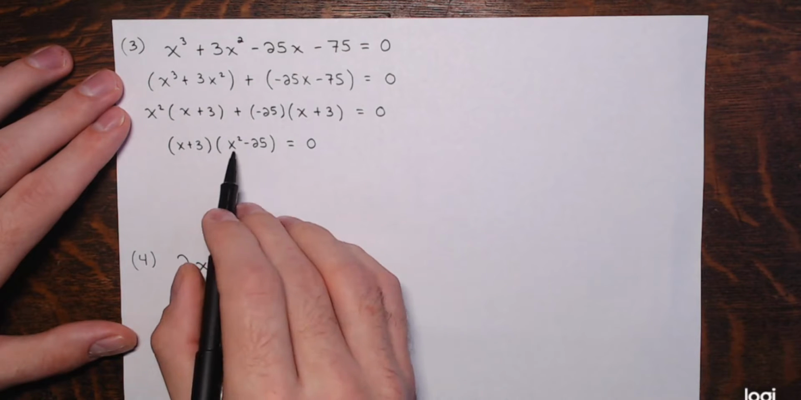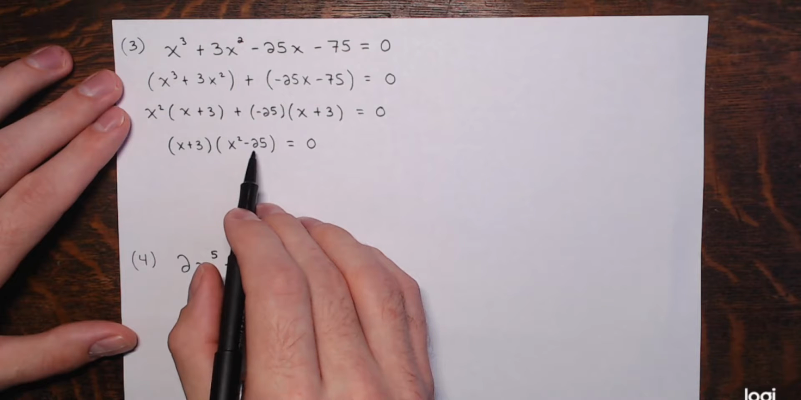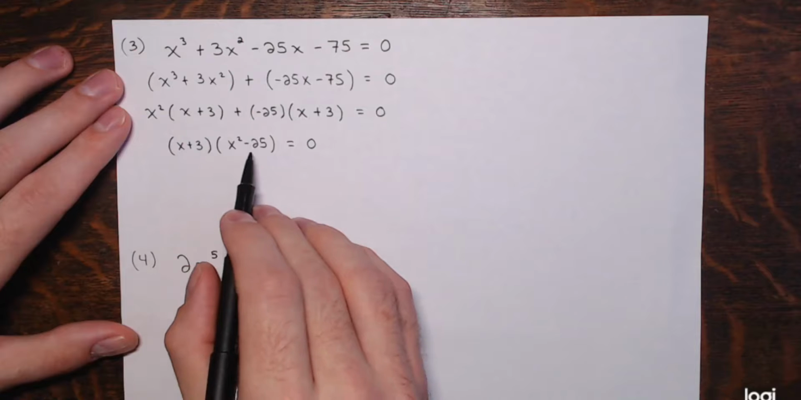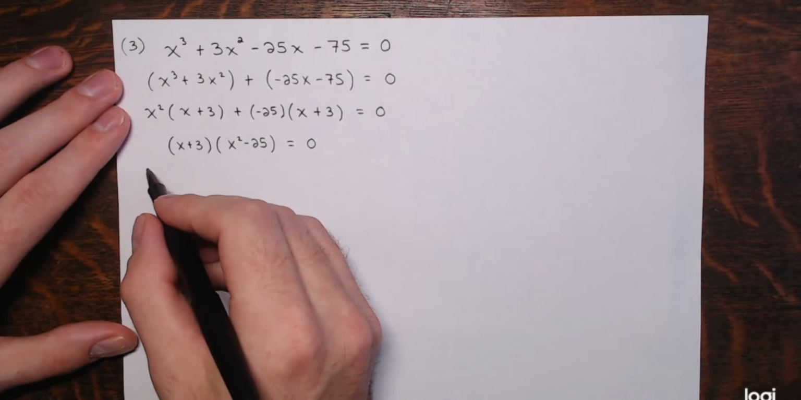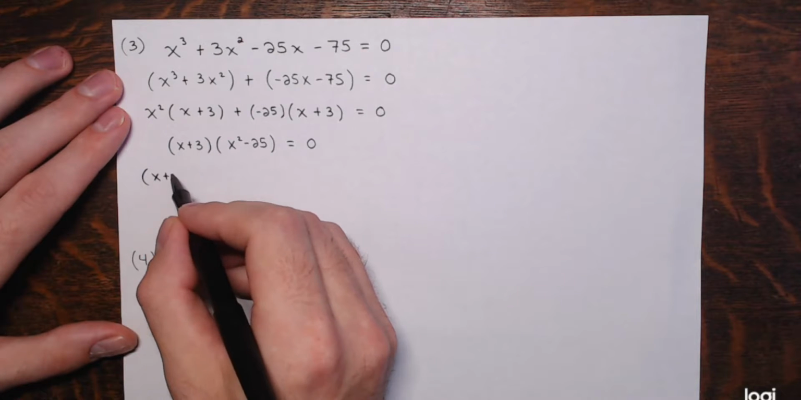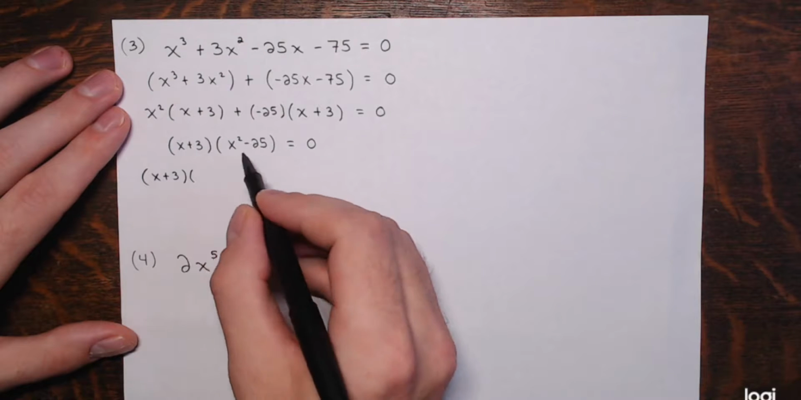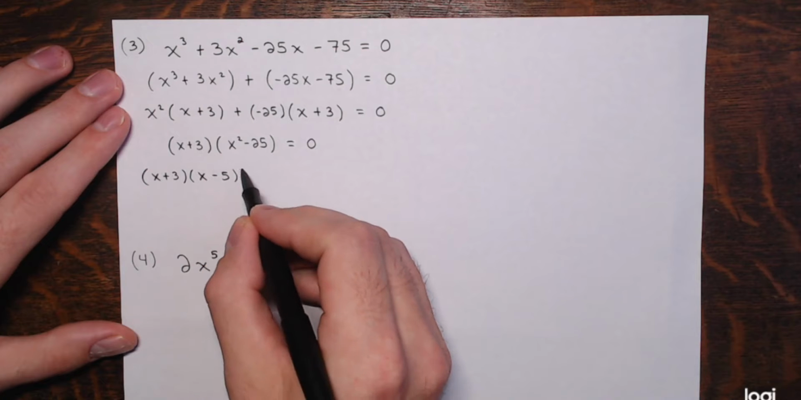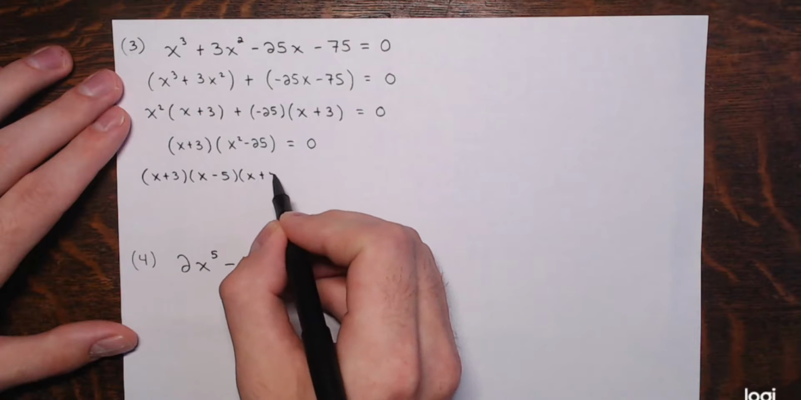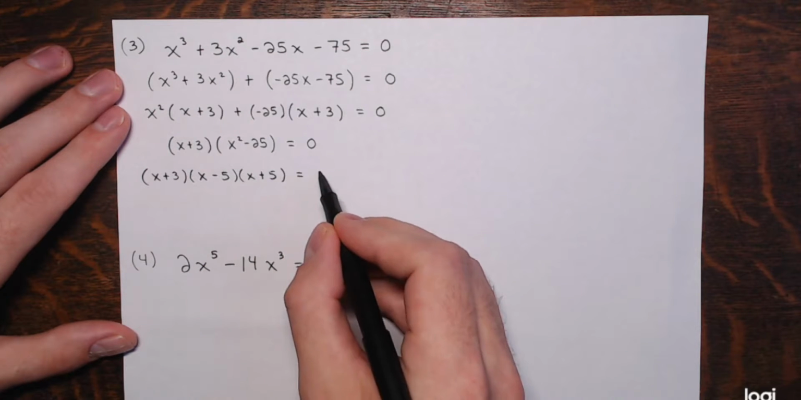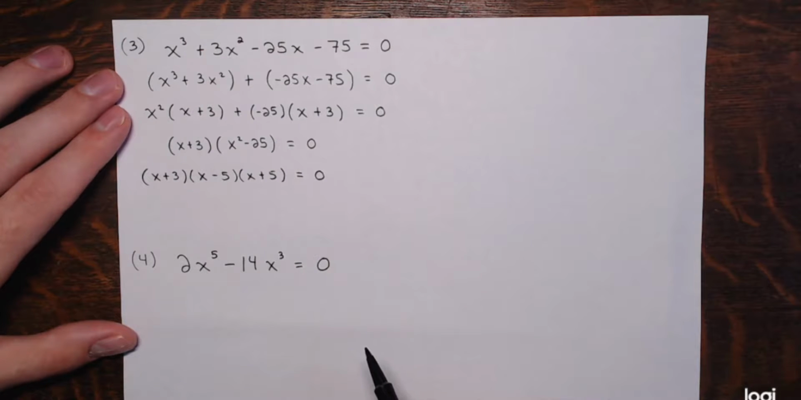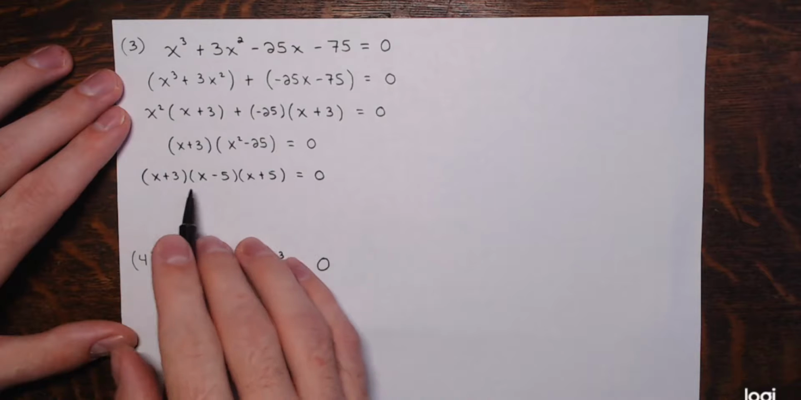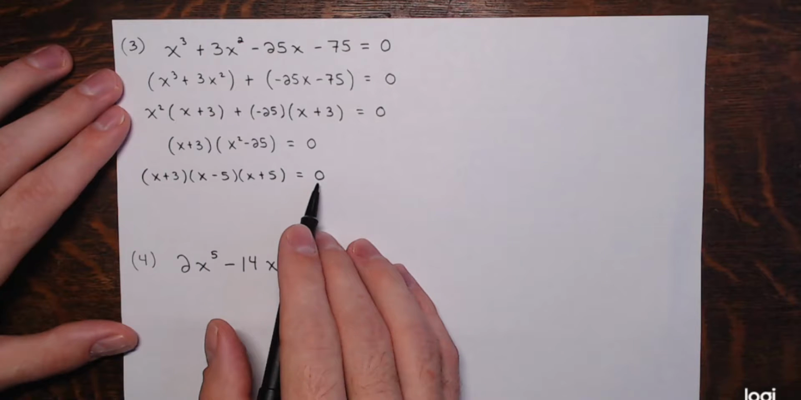And still not done, because x squared minus 25, hopefully you recognize that also as a difference of squares, x squared minus 5 squared. So that'll factor further as well. So we have x plus 3 as one factor, and then x squared minus 25 would factor to x minus 5 times x plus 5. And now I have what I want, right? A totally factored polynomial on one side equals 0, a product equal to 0.